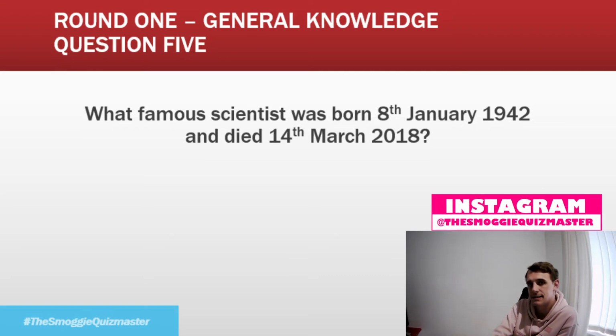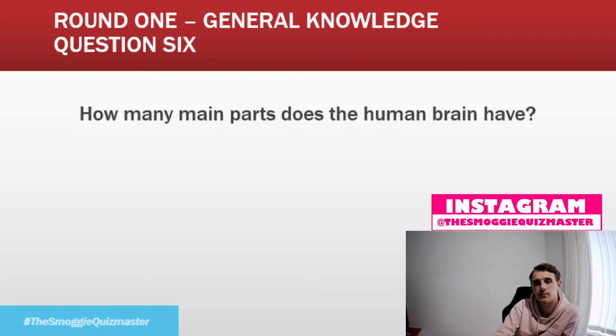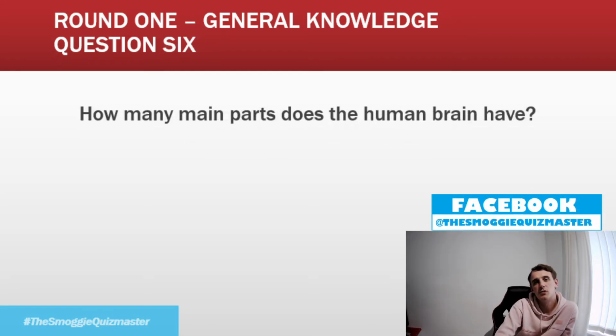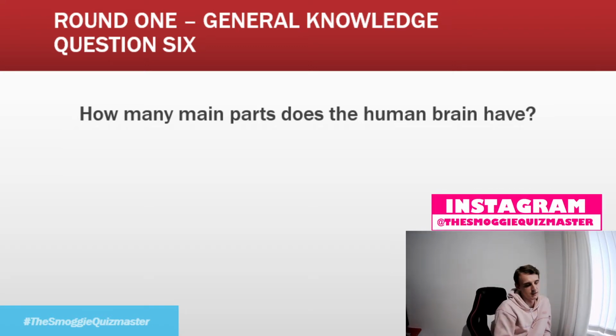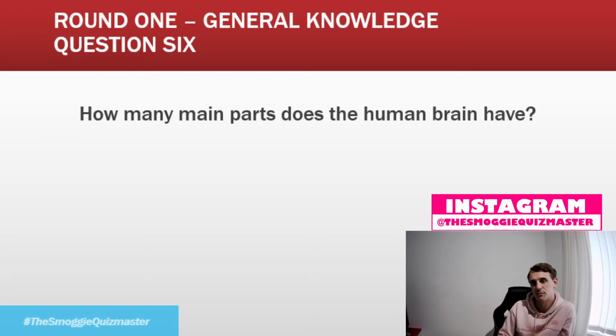Question 6. How many main parts does the human brain have? So how many main parts does the human brain have? It is split into different sections, so how many sections does the human brain have? How many is it split into?